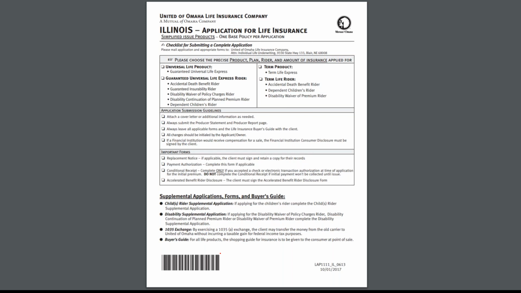For how much coverage? For 100,000. Okay. So not only are you a little bit cheaper, because what was her premium?